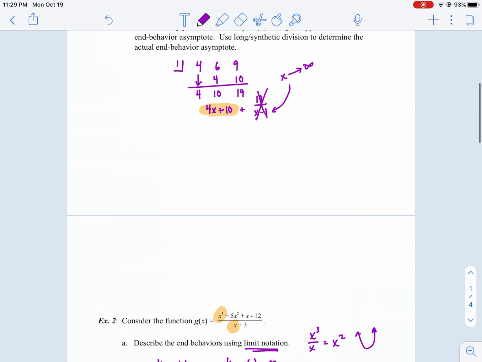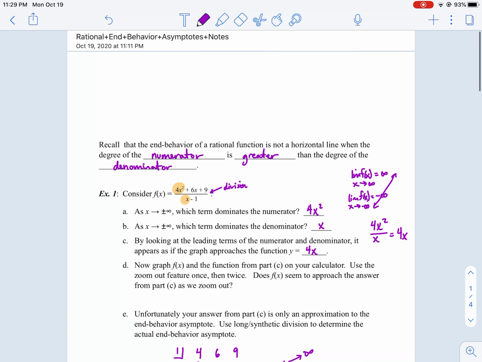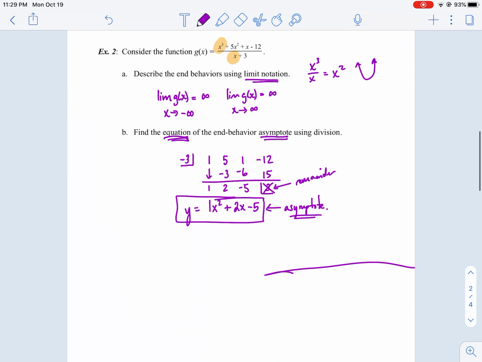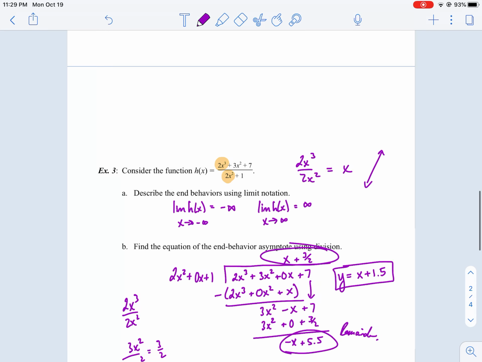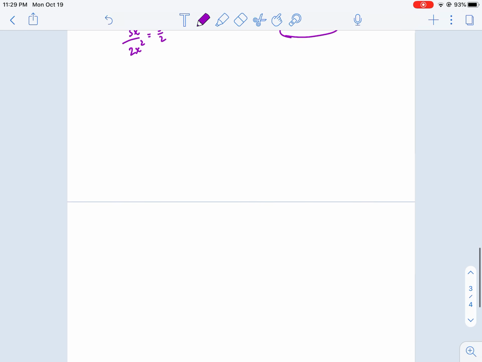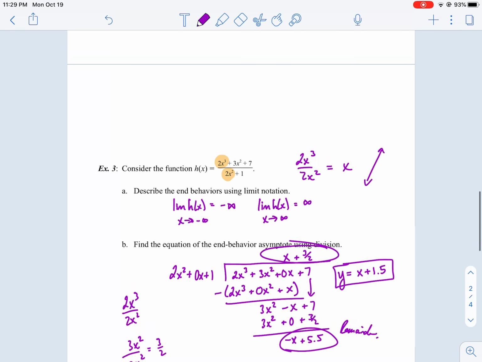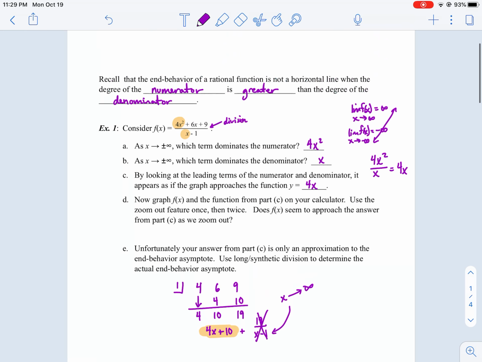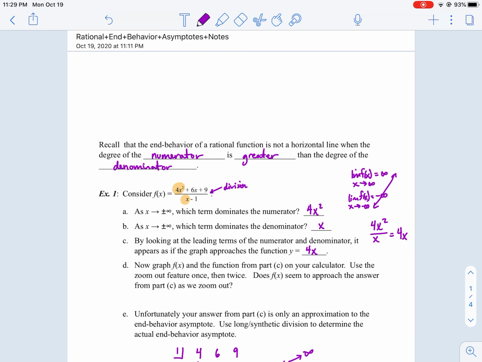And so your task then is just on Canvas. You'll see there's a worksheet, an assignment that asks you to find the end behavior asymptotes. Some of them are just horizontal lines, so that would just be like y equals 0 or y equals 2. And then some of them are like this that require you to do some division to actually find that asymptote. So good luck with that, and I will see you in class when I see you.